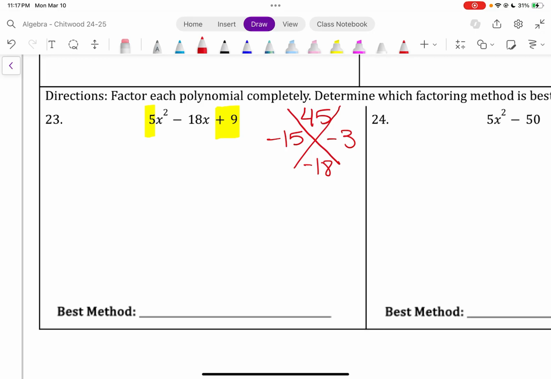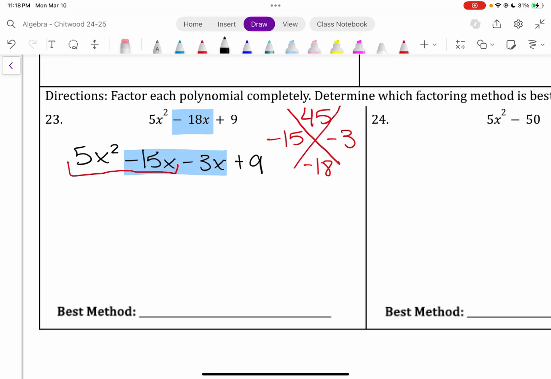So I'm going to rewrite that equation, but instead I'm going to have 5x squared minus 15x minus 3x plus 9. This middle term right here, we just expanded to this, same way we did before. Now I'm going to take the GCF of each binomial. GCF of the first one will be 5x. Then on the inside, I will have x minus 3. The GCF of the second one will be negative 3. And on the inside, I will have x minus 3.